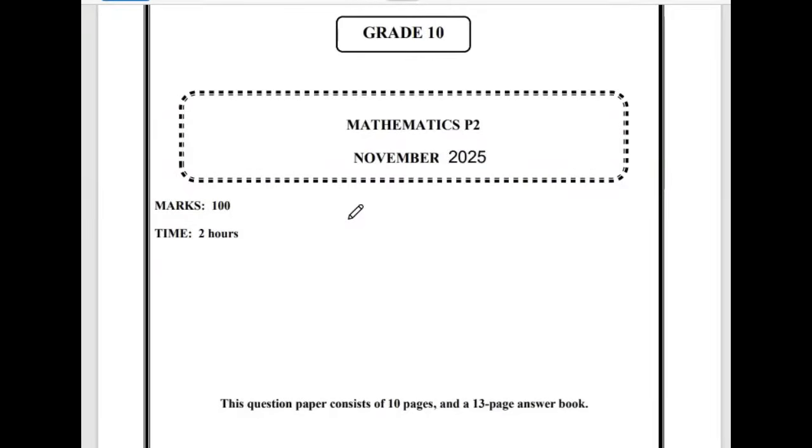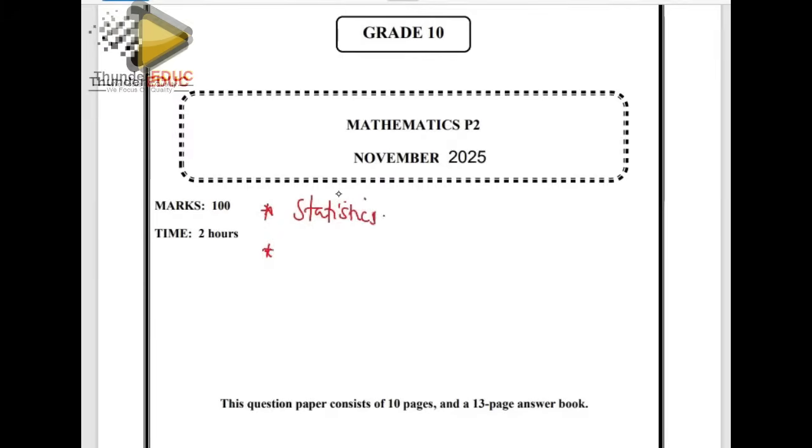Welcome to yet another episode where we shall be looking at the preparation for the mathematics paper 2 for grade 10 final examination. So unlike the first paper, this second paper has very few topics, and topic number 1 is what we call statistics. Some people call it data handling. And then topic number 2 is what we call analytical geometry.